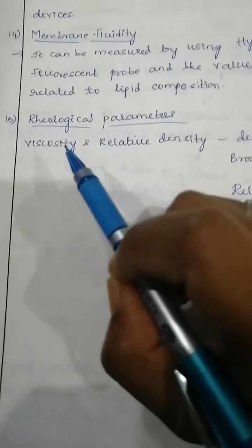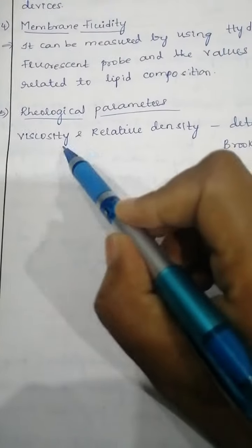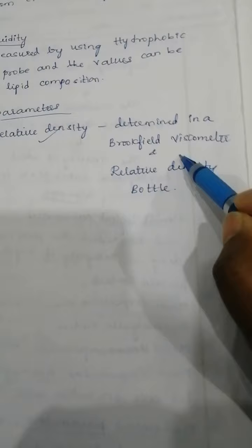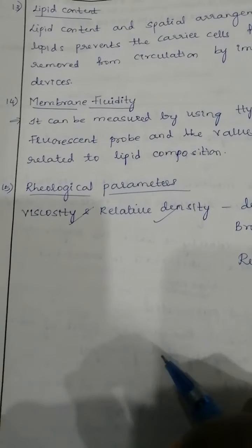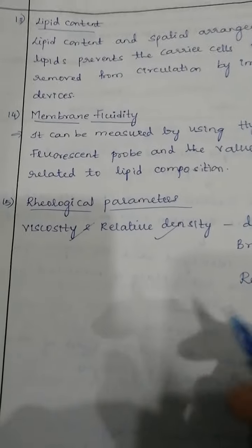That is membrane fluidity. Next, the last one is the rheological parameters, that is, the viscosity. The viscosity of your blood and the relative density of the blood will be checked. This is determined in a Brookfield viscometer and with a relative density bottle. So these are all the evaluation tests of resealed erythrocytes. With this, your evaluation part is completed. Thank you.